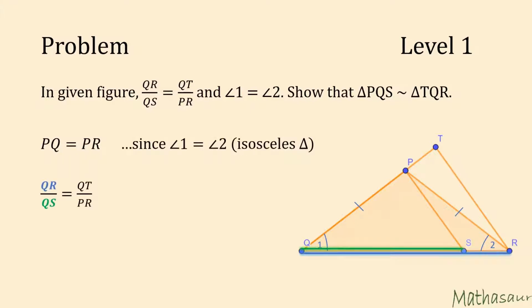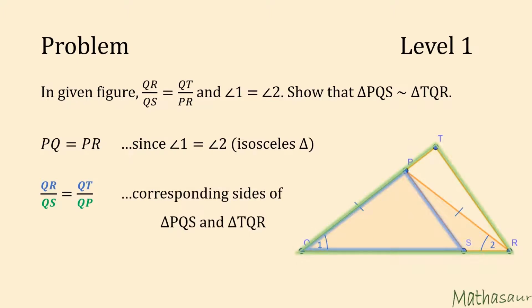Now let us look at the ratios that we are given. So we have QR by QS is equal to QT by PR. That looks weird. Well, we already know that PR is equal to PQ. So let us write PQ in the denominator. Now this looks better. Now instead of PQ, let us write QP. We see that they are corresponding sides of two triangles now.